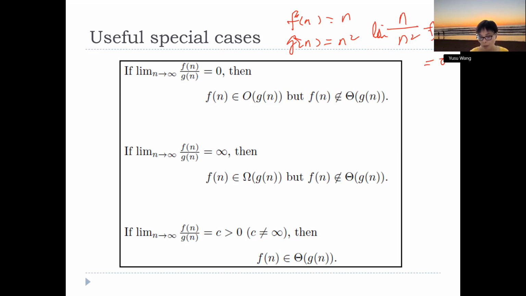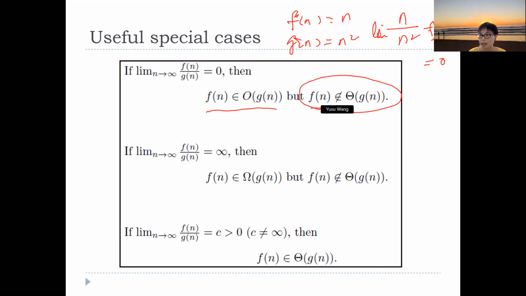Intuitively, that's because f of n grows much more slowly than g of n. So this means, of course, f of n will be upper bounded by g of n. But in addition, we also know that f of n cannot be lower bounded by g of n because f of n is much smaller than g of n. As such, f of n cannot be in big theta of g of n. Another way to say this is that f of n is not in big omega of g of n.